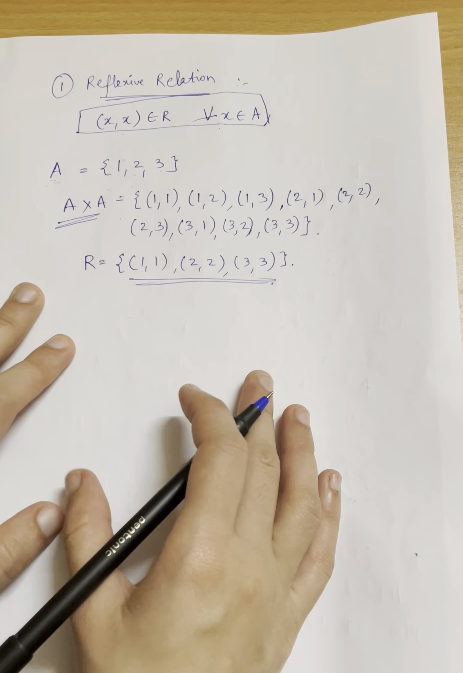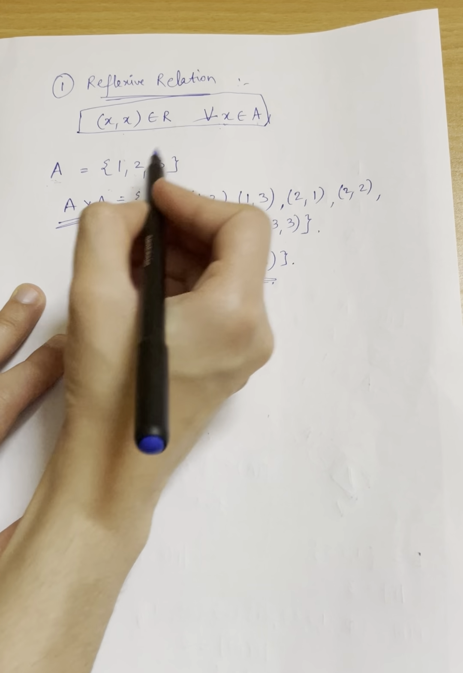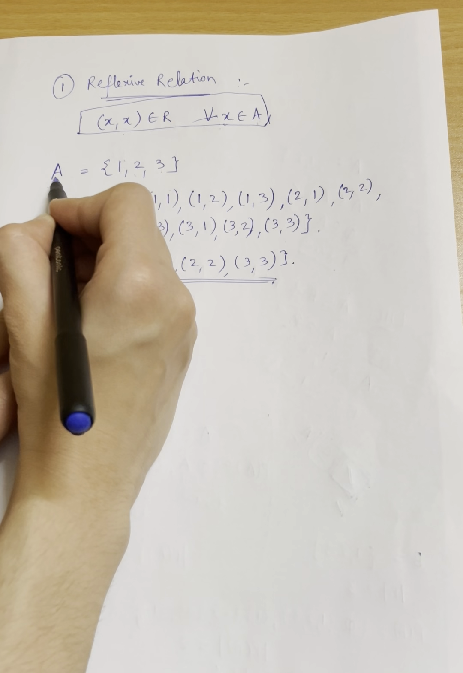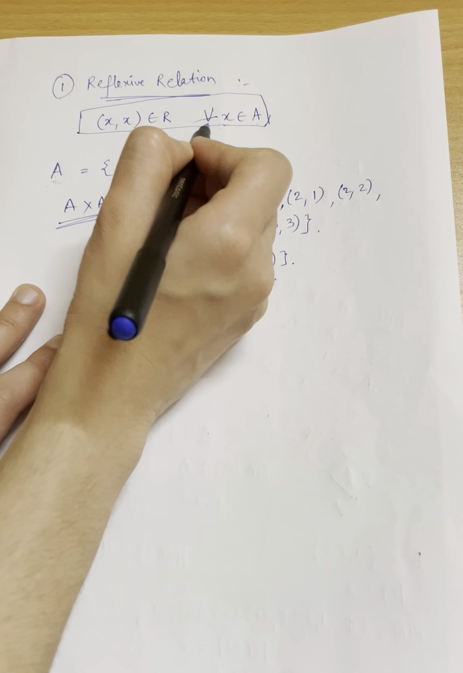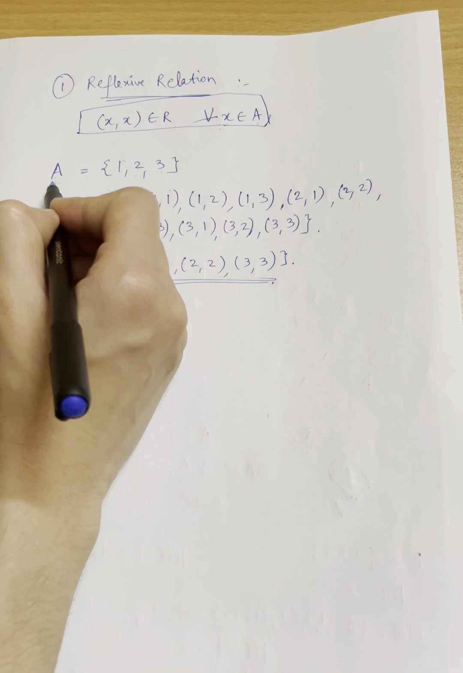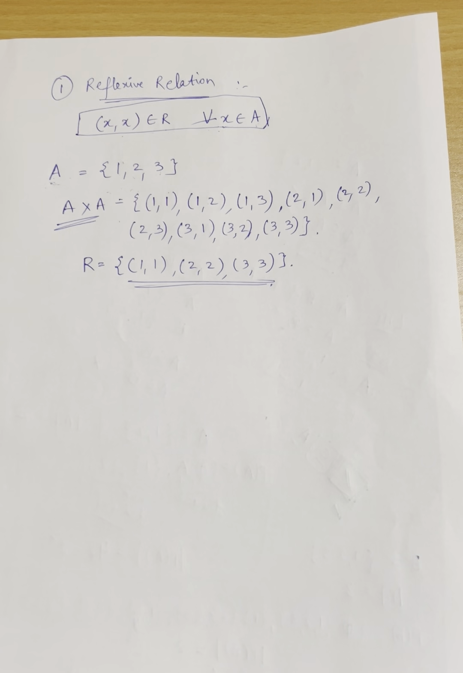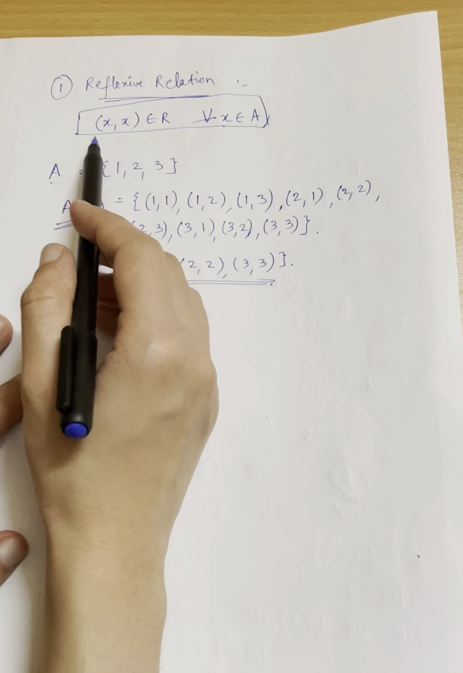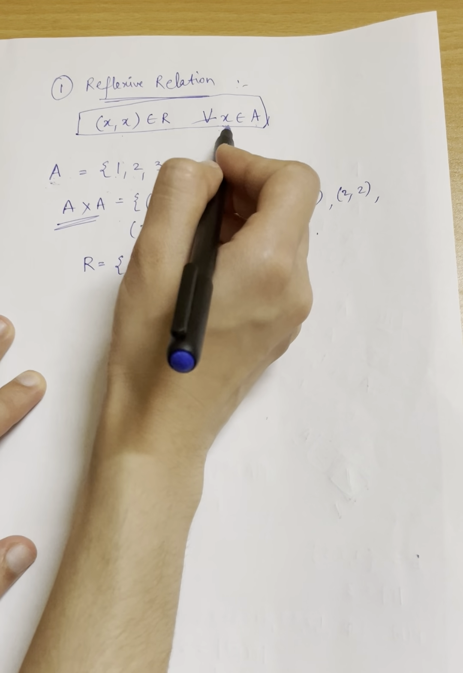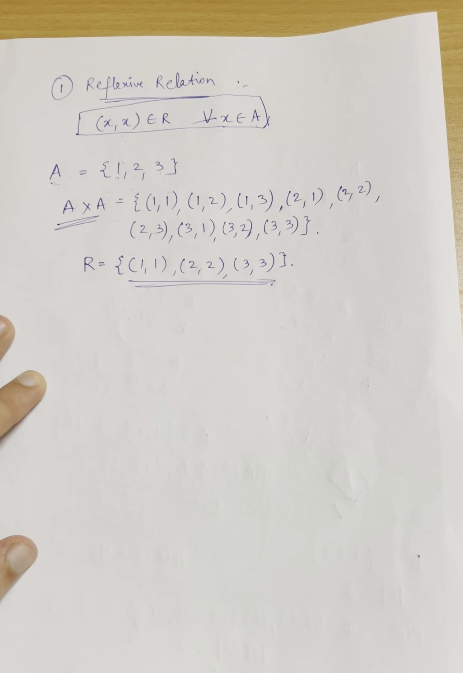First of all, x belongs to A. Understand the meaning of this. x belongs to A means 1 belongs to A, 2 belongs to A, 3 belongs to A. For all means for all the elements which belong to A. Now focus on this part: (x, x) belongs to R. What does it mean by (x, x)? It means the same element. So if 1 belongs to A, then (1,1) should belong to our relation so that it becomes reflexive.